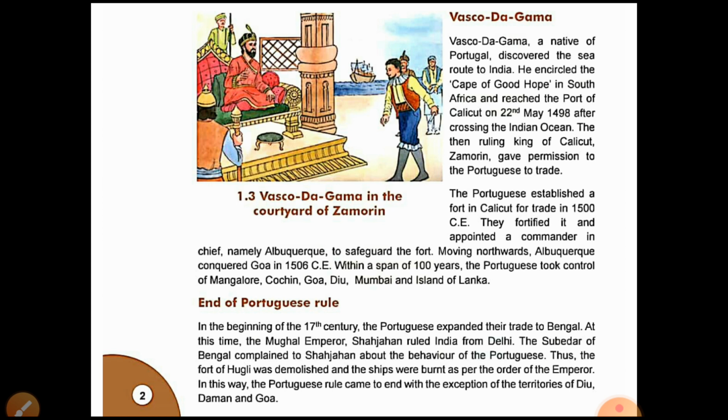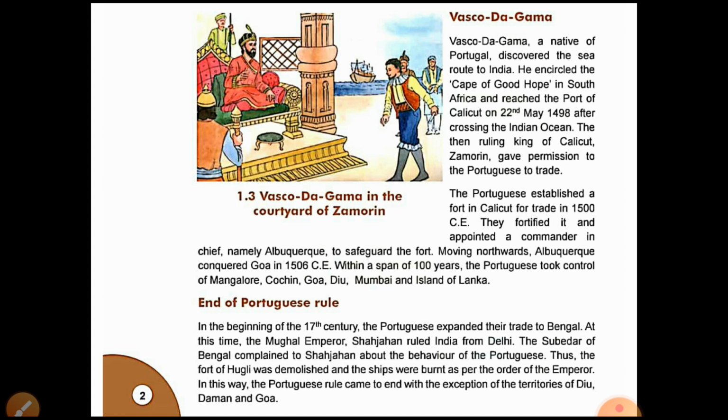Moving northwards, Albuquerque conquered Goa in 1506 CE. Okay, so he moved northward from Calicut, and in 1506 Common Era he conquered Goa. He controlled Goa. Over a span of 100 years, the Portuguese took control over Mangalore, Cochin, Goa, Diu, Mumbai, and the island of Lanka. So from 1500 till 1600, the Portuguese took control of these places.